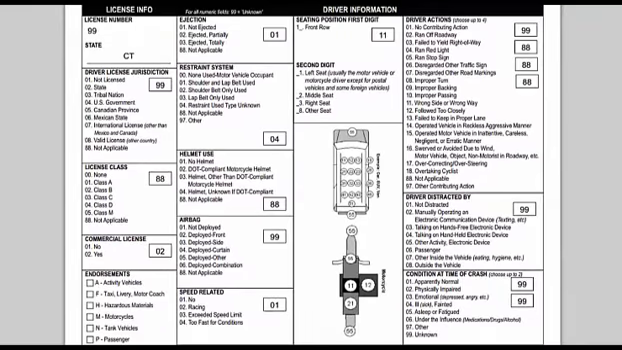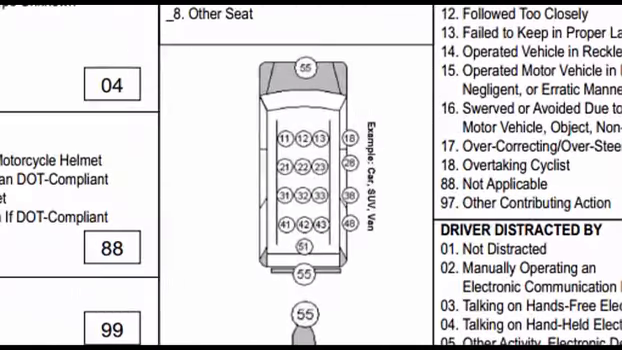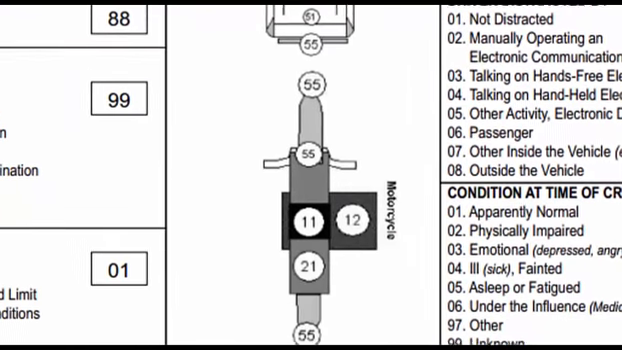Seating position is a 2-digit code. The first digit indicates the row the person was sitting in. The second digit indicates which seat the person was sitting in. For drivers, this would be an 11, or first row, left seat.